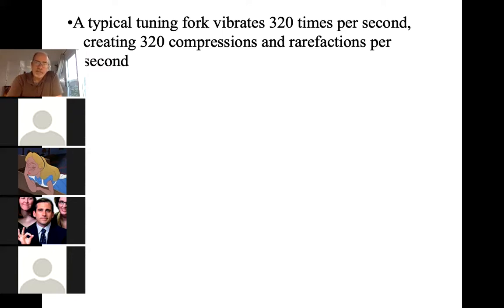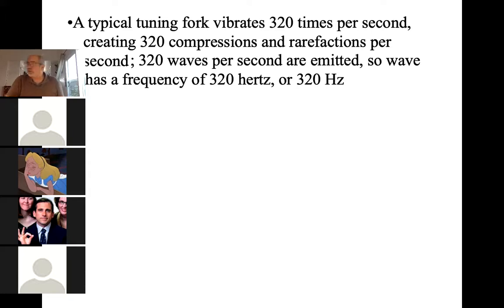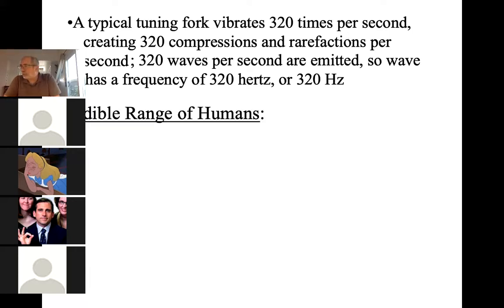So 320 waves per second are emitted, so the wave has a frequency of 320 hertz. But there's a range, and we call this the audible range of humans. And we're not all created equal.